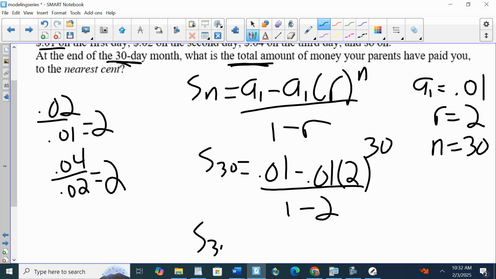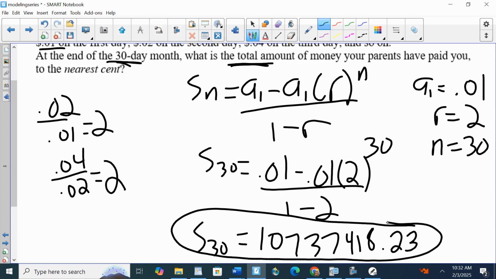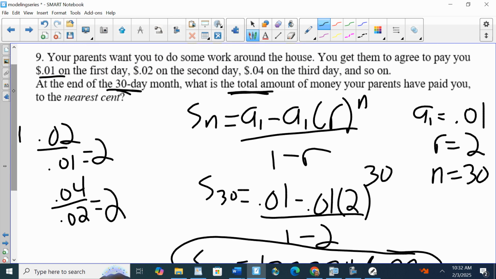So S30 equals a very, very large number, 10,737,418.23. So if you can trick someone into agreeing to paying you 1 cent and then 2 cents and 4 cents for a full month, well, you just tricked that person out of $10,737,418.23. Good luck with that. So the point of this question, if it's not a percent, if they give you the sequence, then you just need to find R by dividing, which we did at the beginning of the unit.